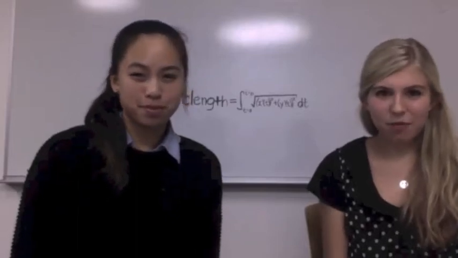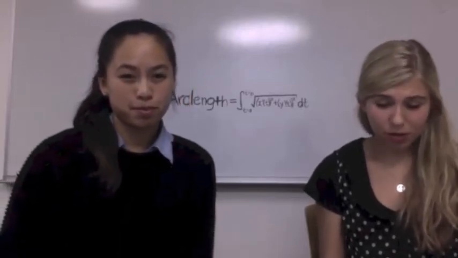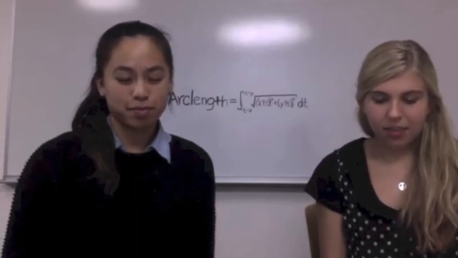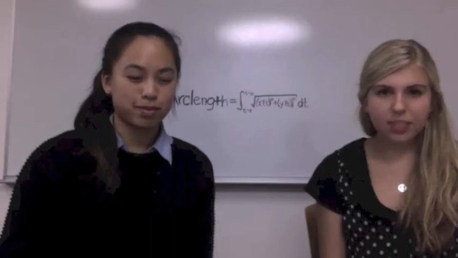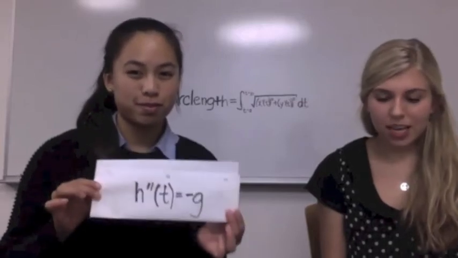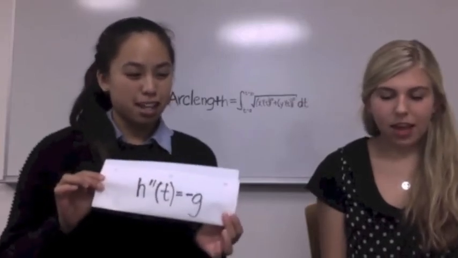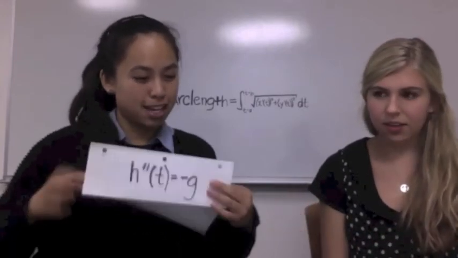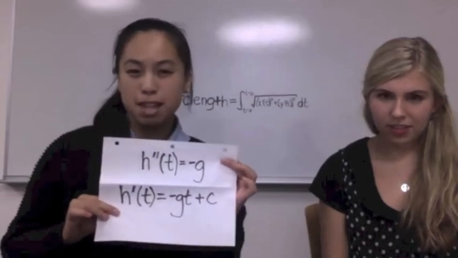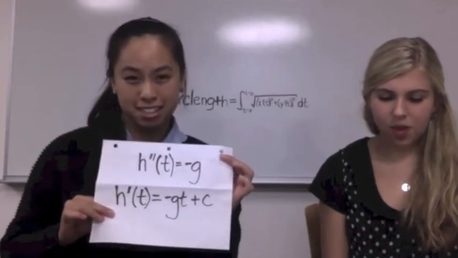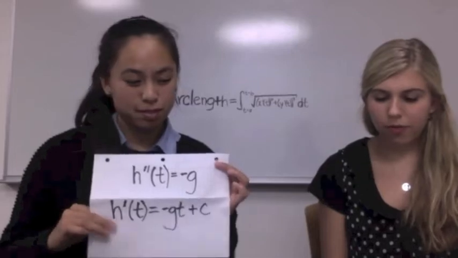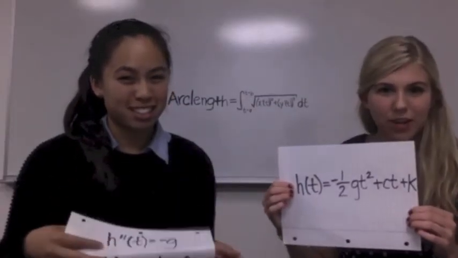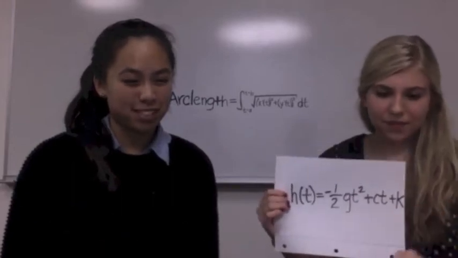Let's begin. Remember that when the basketball is soaring through the air, it's going to experience acceleration in the vertical direction. Therefore, the vertical acceleration of the ball is denoted by h double prime of t equals negative g. Now, if we integrate h double prime of t, then we would get h prime of t to be negative gt plus c. Right, and if we integrate once more, we find h of t to be negative 1/2 gt squared plus ct plus k.